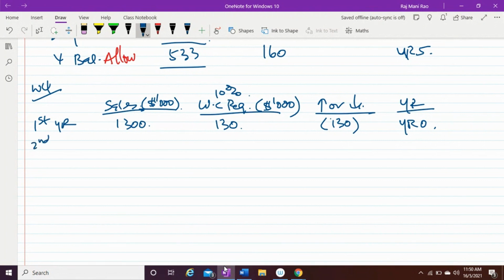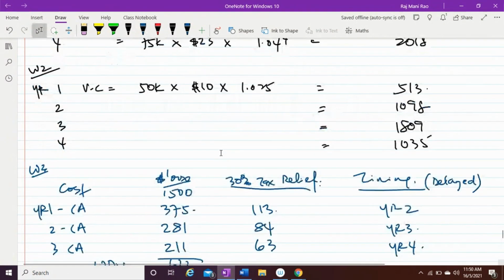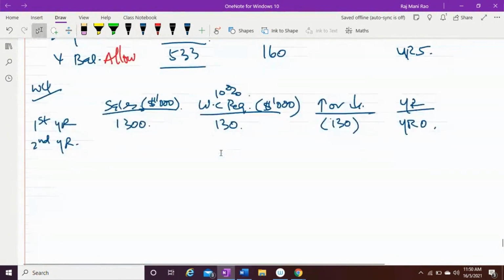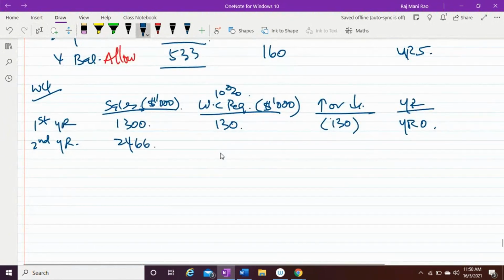So for the second year, what is your sales for the second year? We calculated 2466. So how much working capital do you need? 10%. 247. So how much do you have to invest? You already invested 130, so you have to invest 117. This will be in year 1.